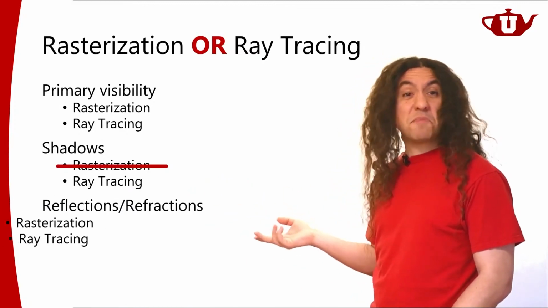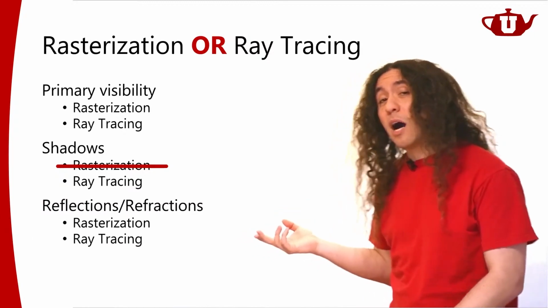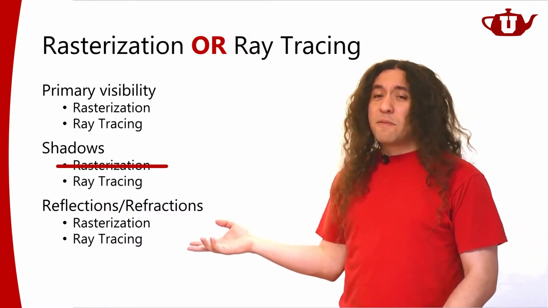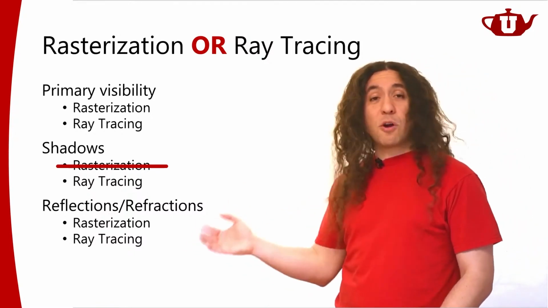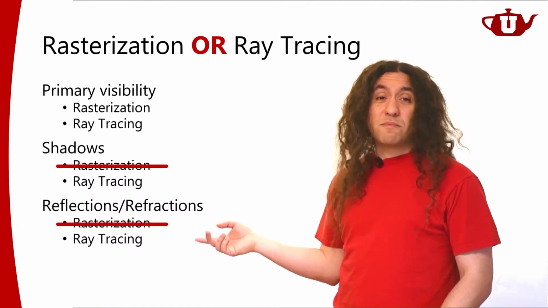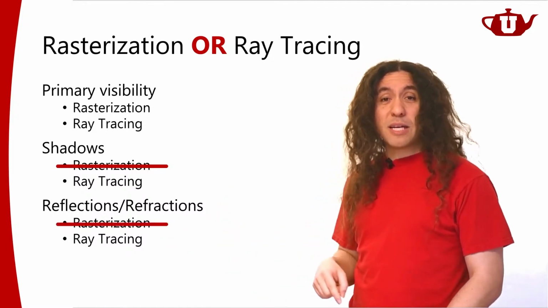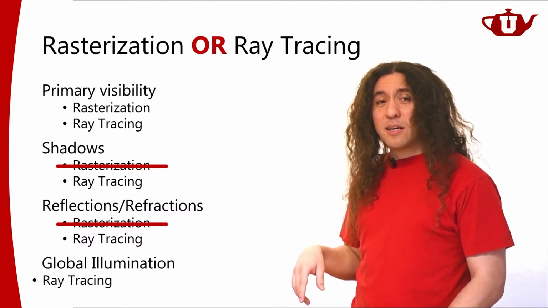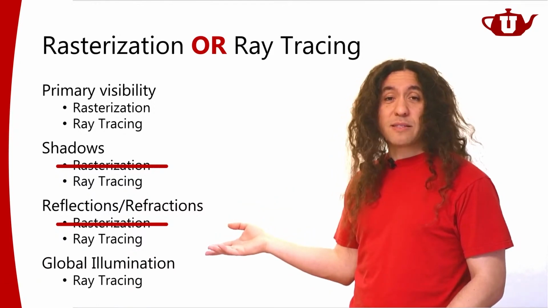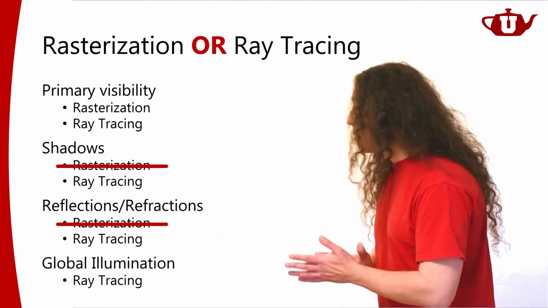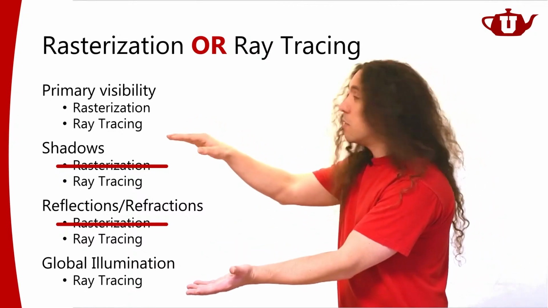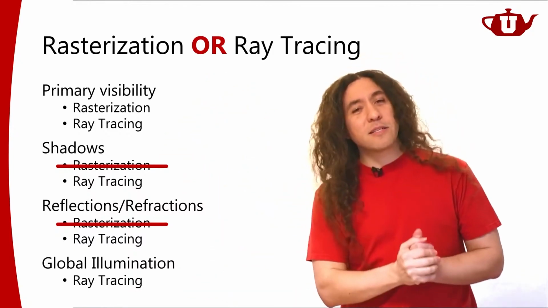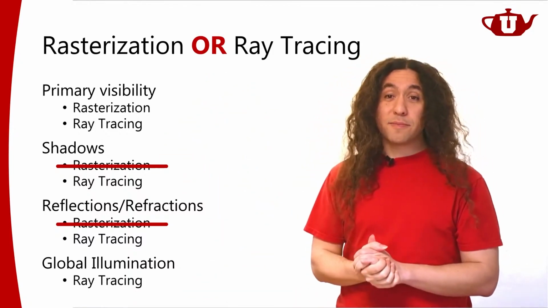Reflections and refractions: I could use rasterization if my object is perfectly smooth and if I'm okay with approximating it. But for general reflections, especially for surfaces that are not perfectly smooth, I want to be using ray tracing. I don't want to be using rasterization. For global illumination, oh well, I have to use ray tracing. There's nothing else. Okay, so look at this picture. All of this stuff, I need to use ray tracing. Primary visibility, I can use rasterization or ray tracing, right?